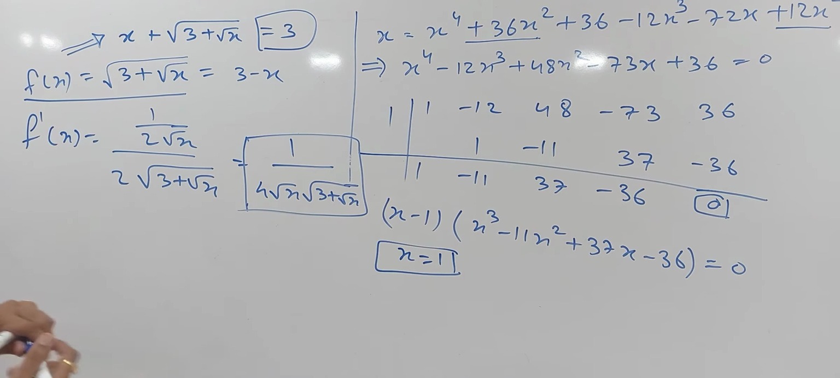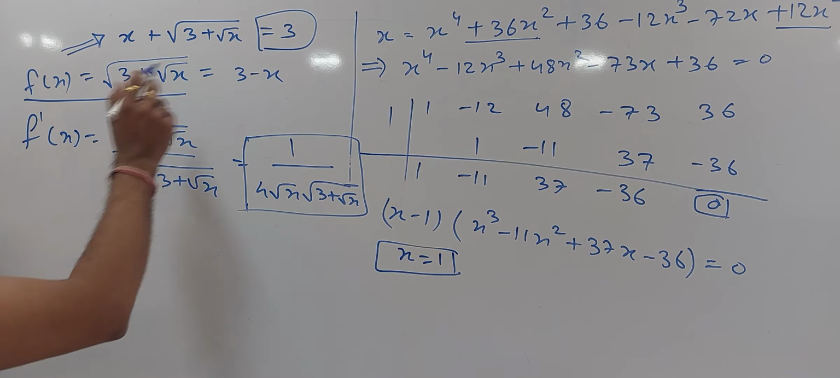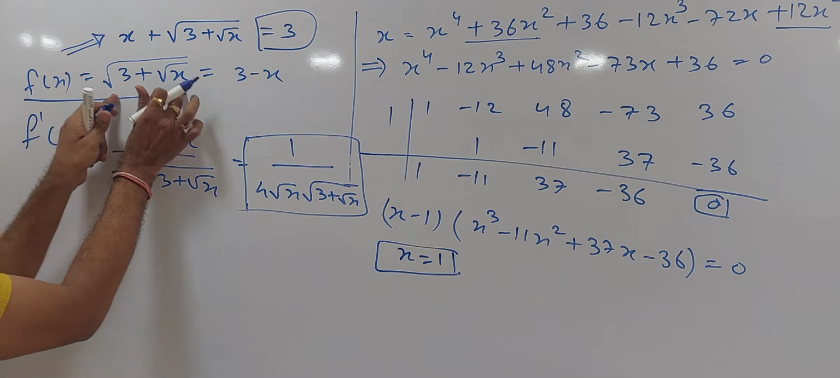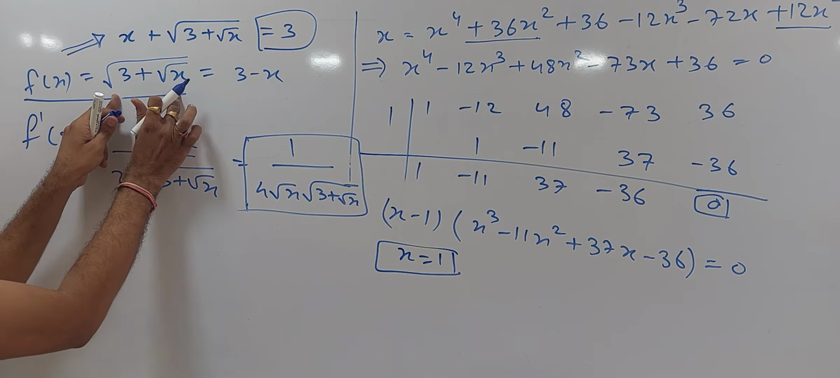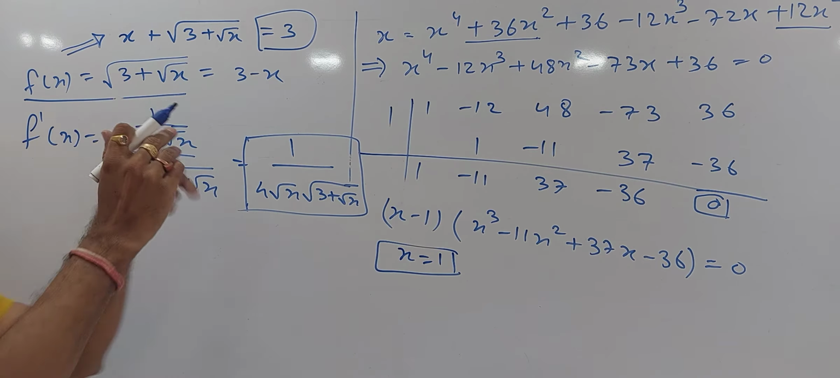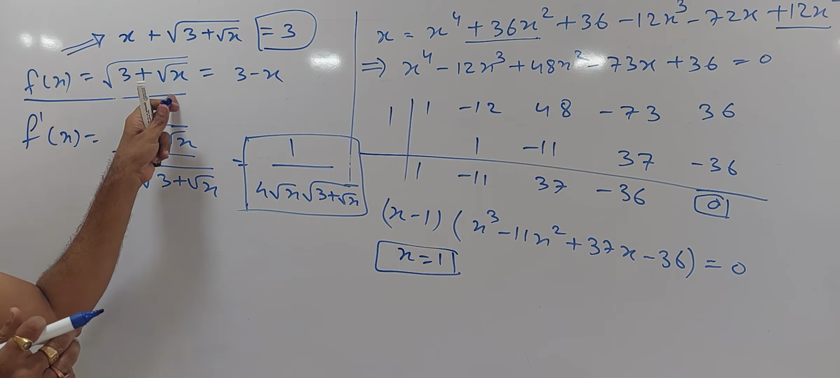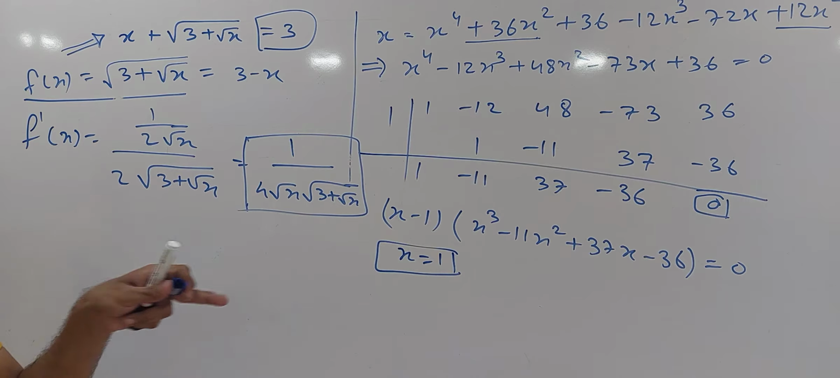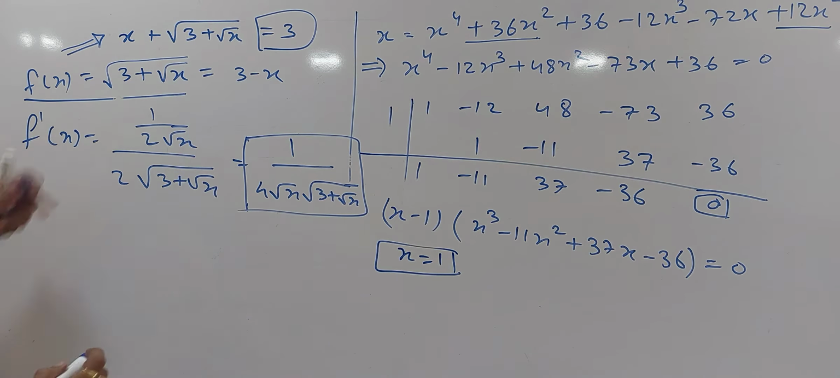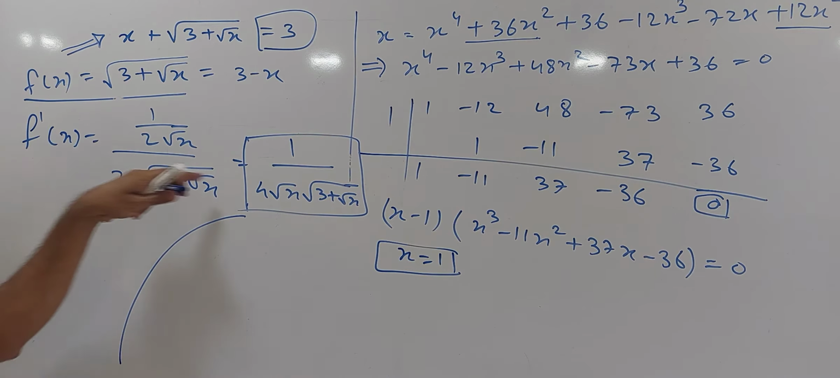So it is an increasing function, and if I check this, we have taken 3 plus root x, so it won't be a linear case. It is not a linear expression, so its graph is not a straight line. Its graph will be curved. So the increasing function under root of 3 plus root x has a curve like this.